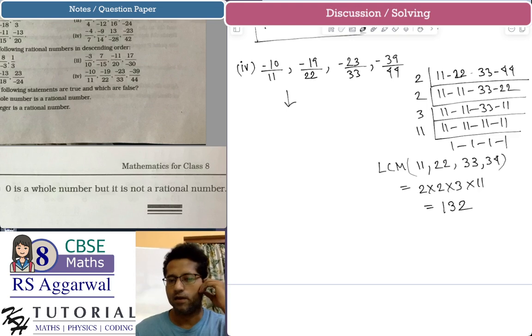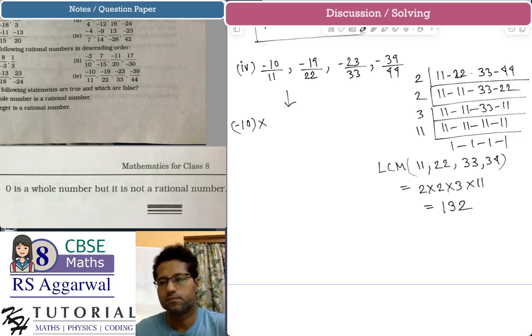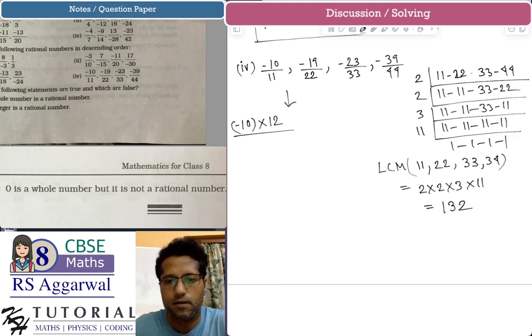So for minus 10 by 11, we have to multiply both the numerator and the denominator with 2 into 2 into 3. So it becomes minus 10 into, to make 11 to 132, we have to multiply 11 with 2 into 2 into 3. So we have to multiply the numerator also with 2 into 2 into 3. So 2 into 2 into 3 is 12. And we have here 132.